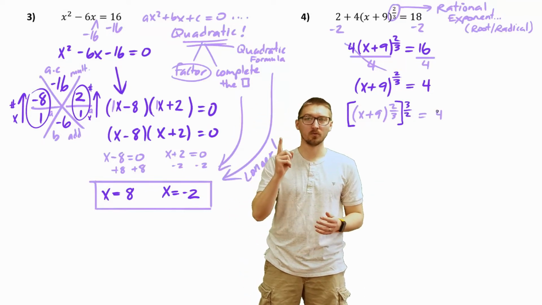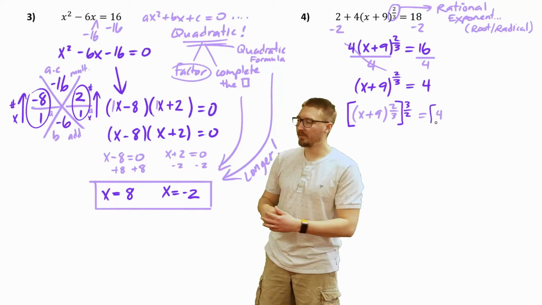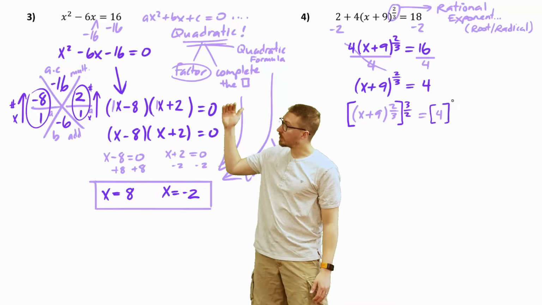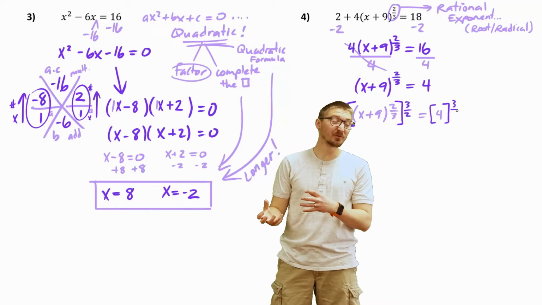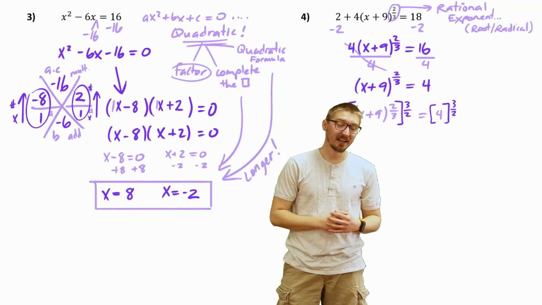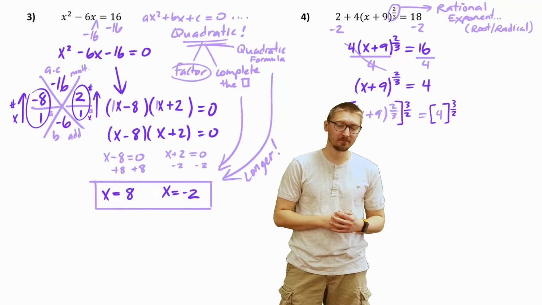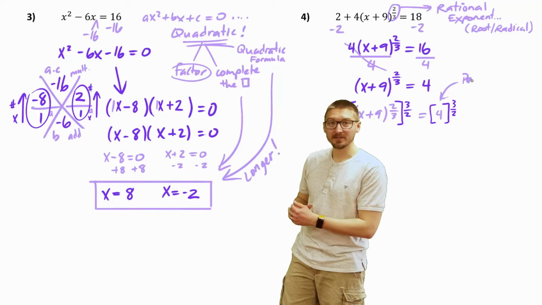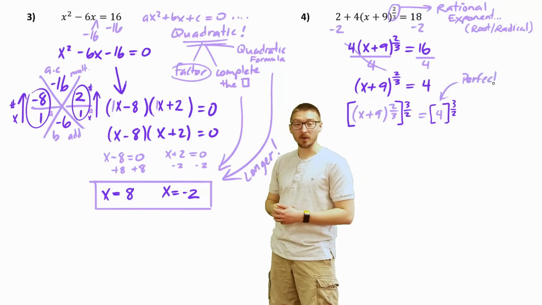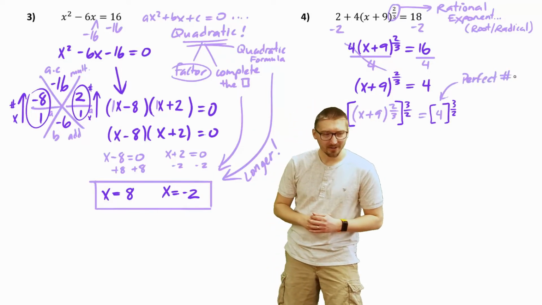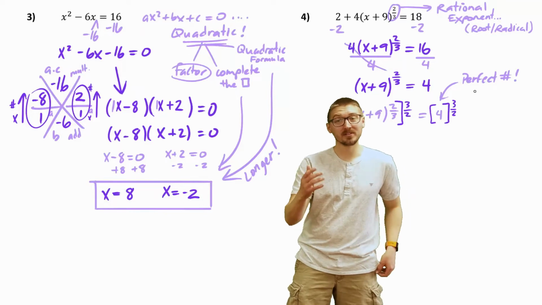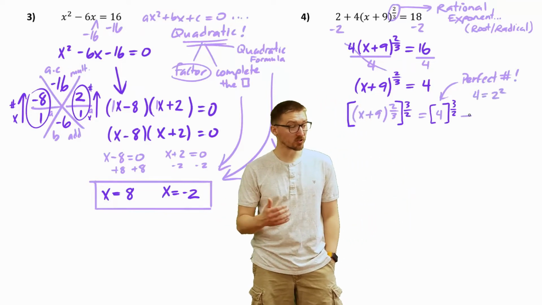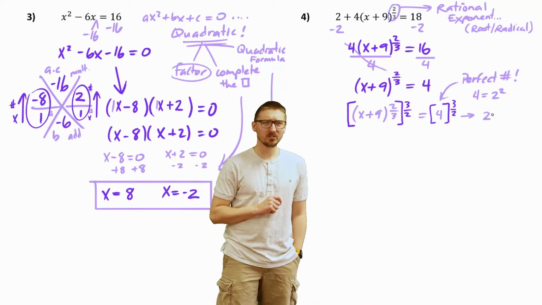They'll reduce down to 1. But if I go ahead and I take the reciprocal of 2 over 3, which is 3 over 2, I have to raise the other side to that exponent as well. Boo! Well, here we have 4 raised to that 3 over 2 power as well. And here's where you have to be sneaky. 4 is a perfect number.